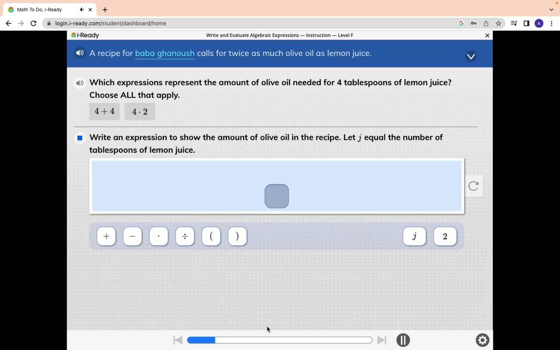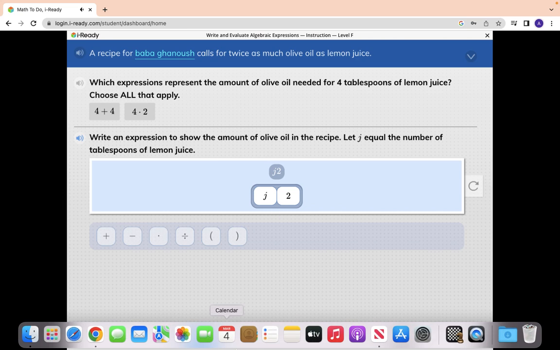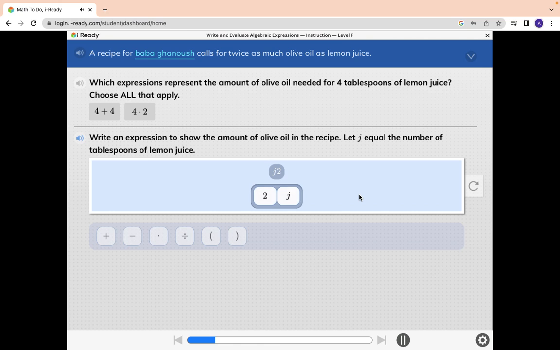Write an expression to show the amount of olive oil in the recipe. Let J equal the number of tablespoons of lemon juice. So J, we could multiply by 2 by just putting the 2 there, or we could put a middle dot, but I don't have to. That's right. You can also write the expression 2J to represent the amount of olive oil in the recipe.